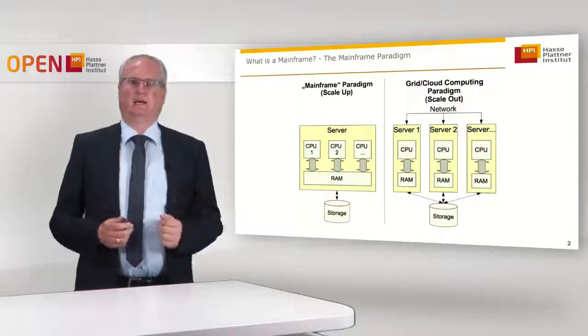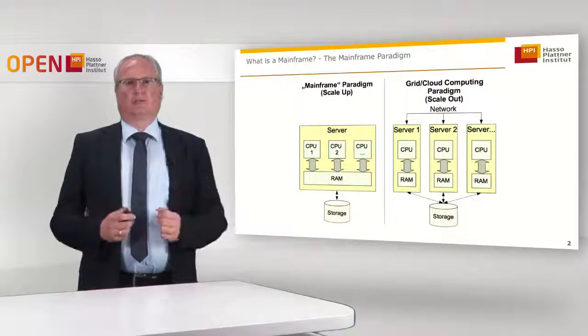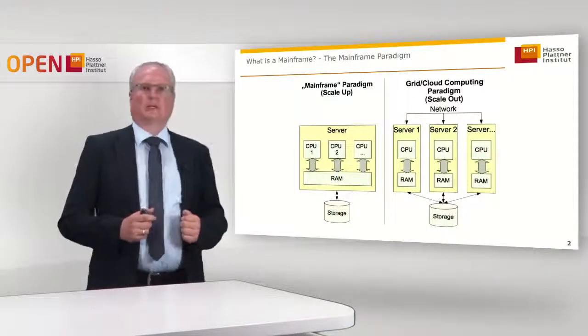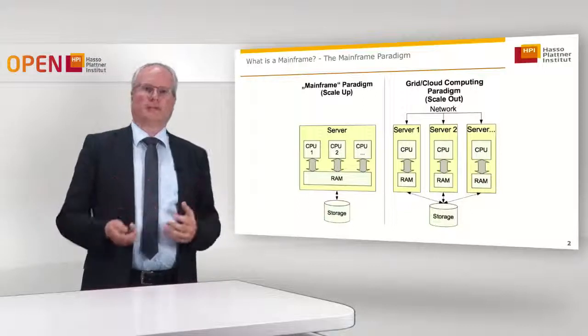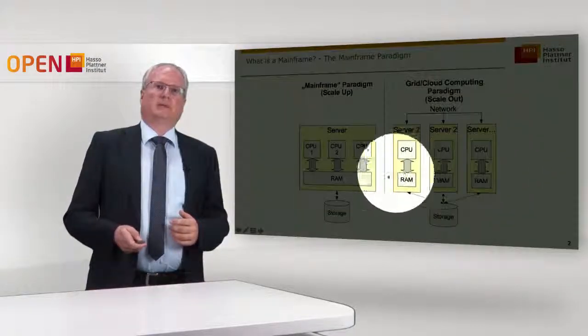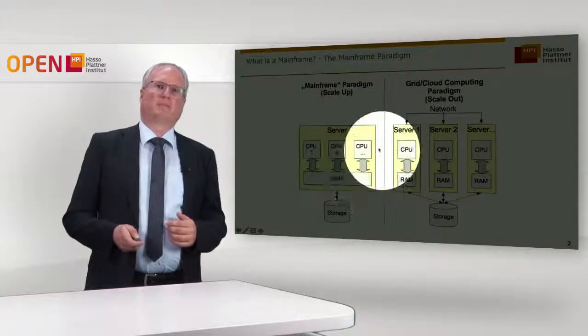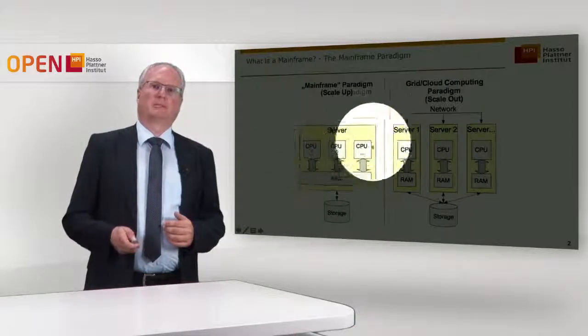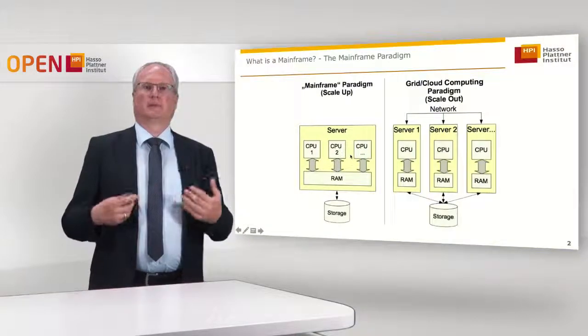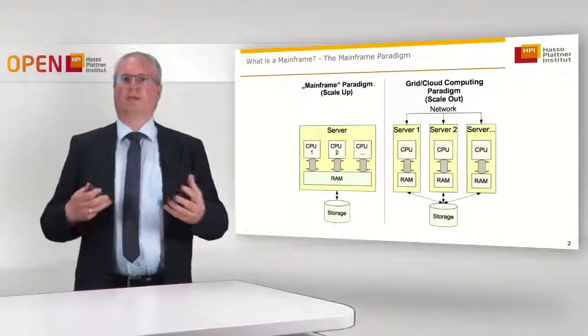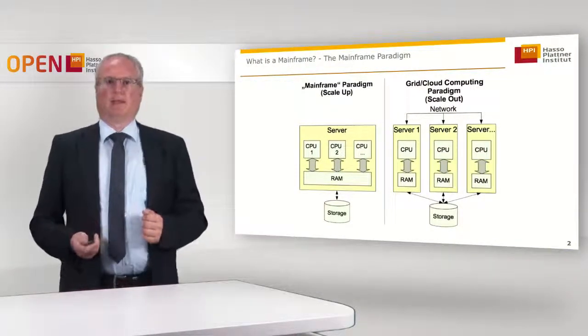This is called scale out, in opposite to the scale up, which we would have in the mainframe paradigm. Scale up means if you want to increase the performance of the system, you can put in more RAM, you could put in more CPUs in this one big box. And this increasing number of CPUs may communicate internally.